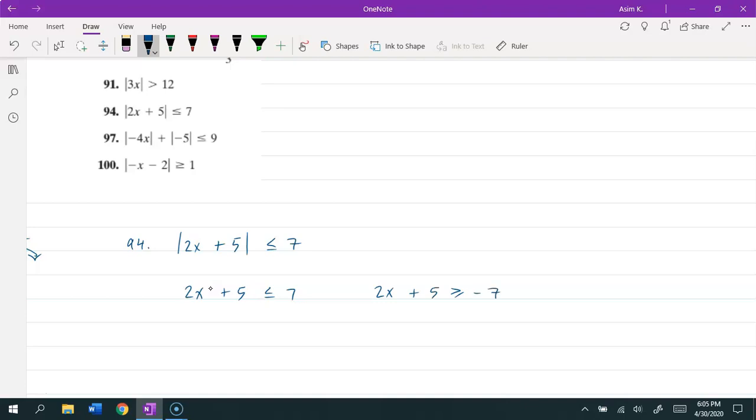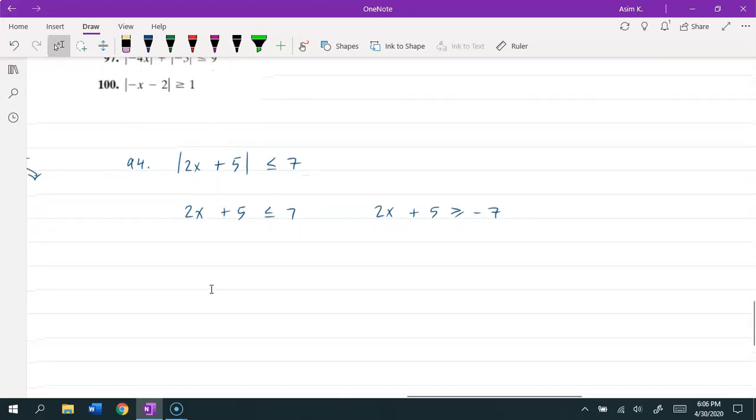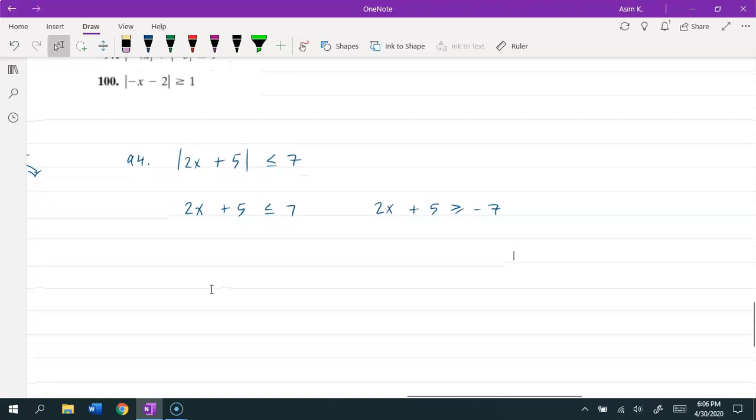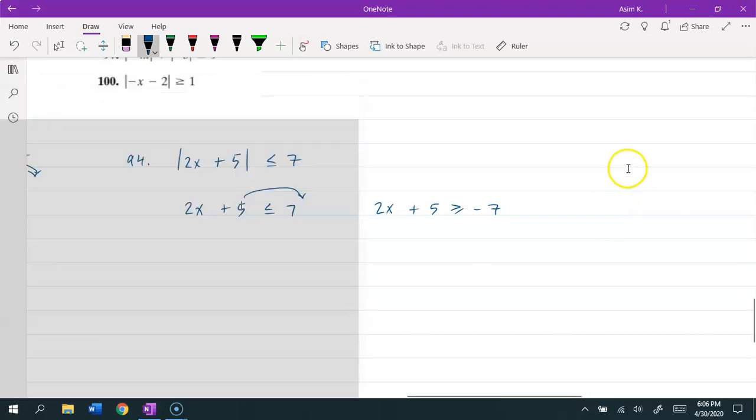So here are the two cases. You basically switch the number first, and then you flip the sign on the inequality. That's the situation. Now when you solve the one on the left, you subtract 5 on both sides and you divide by 2. So let's just kind of expedite that.